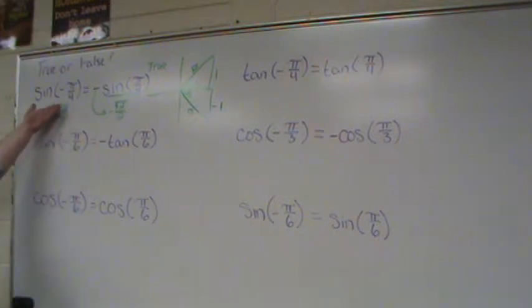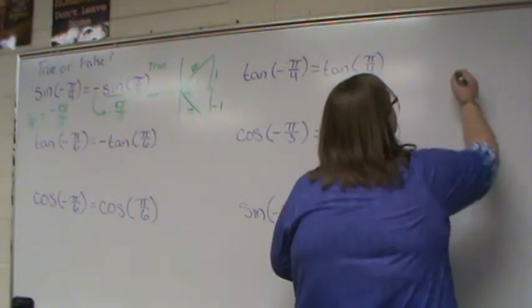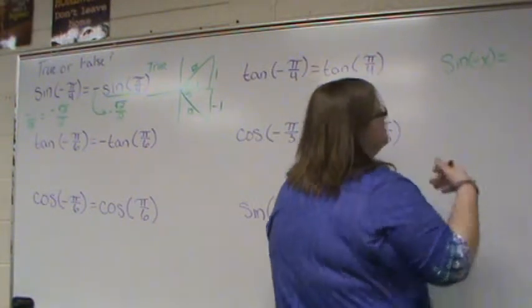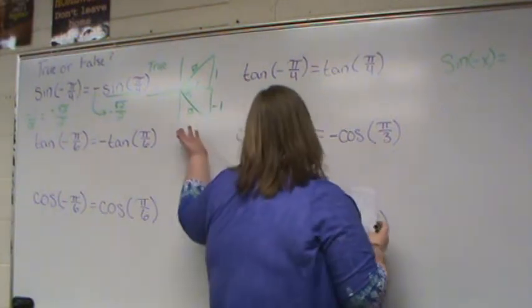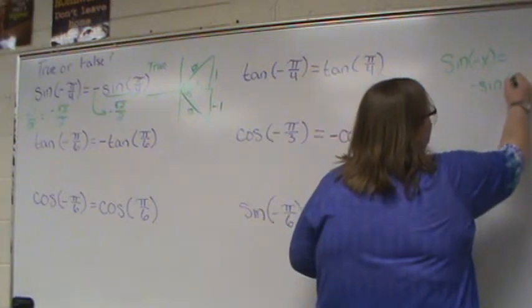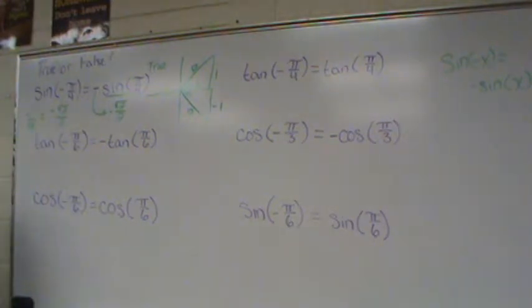This was just some random angle that I picked. So you could pick whatever other angle you want. Is that a universal truth for sine? Yes. So that's what we're getting at with these negative angle identities. That first negative angle identity says sine of negative x equals blank. So what did we just show? That it equals the negative sine of the positive angle. So that's your first negative angle identity.